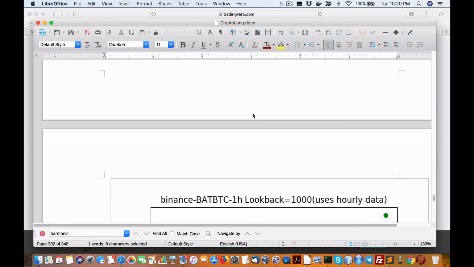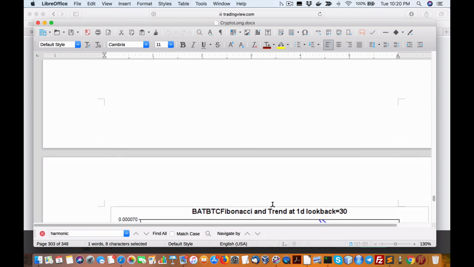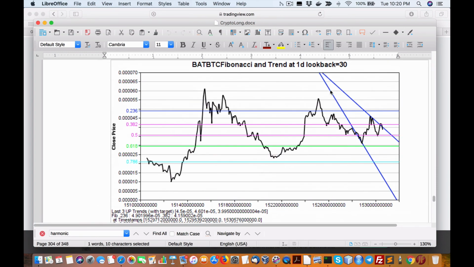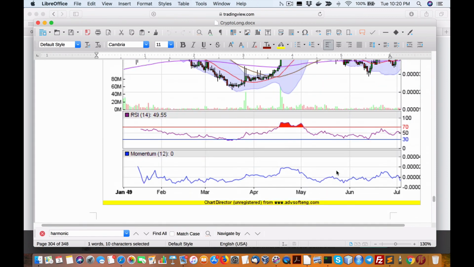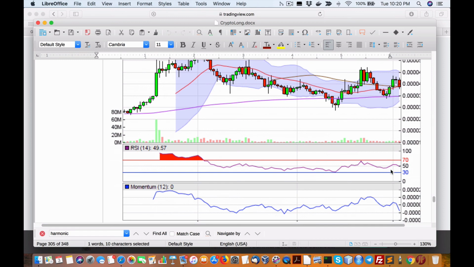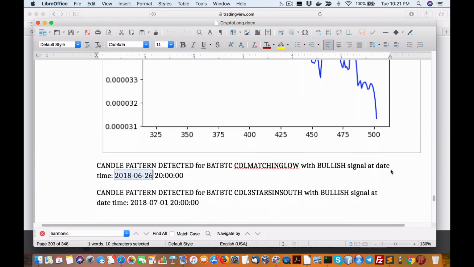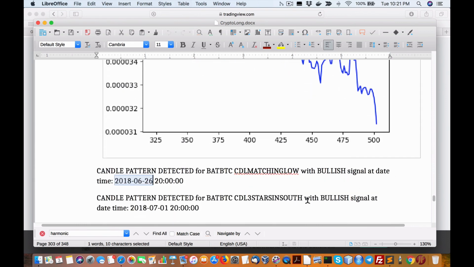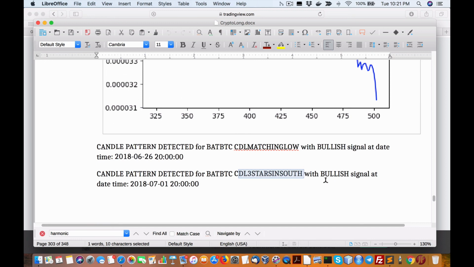I don't see any candle. Oh, there's a candlestick generated today. Another one generated on the 26th. So we do have some trends here. Interesting. So it's an RSI, generates two candlesticks. One of today. Detected bullish signal.